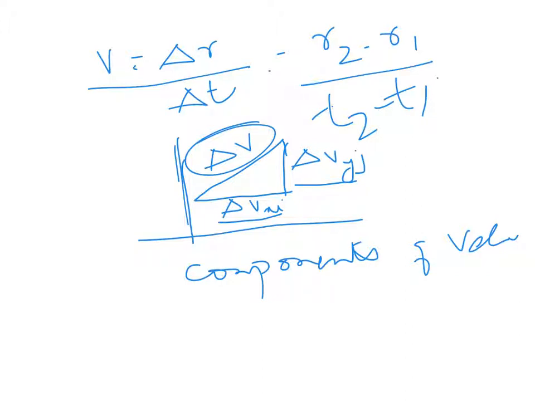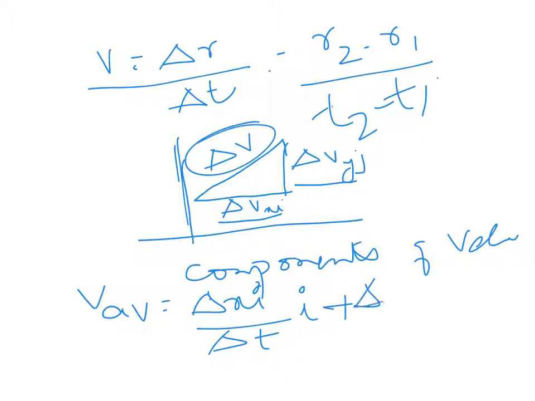So we can write v average is equal to delta x by delta t into i, plus delta y by delta t into j, that is equal to delta vx i plus delta vy j. So average velocity is nothing but... I'll just change the page here.